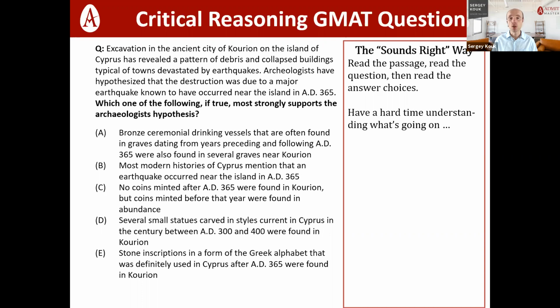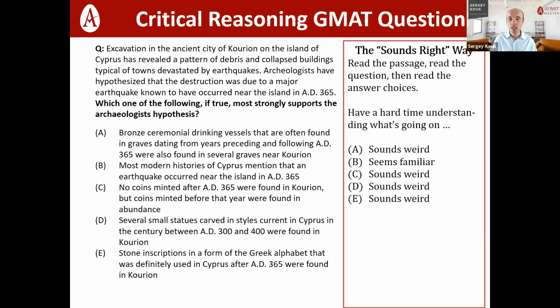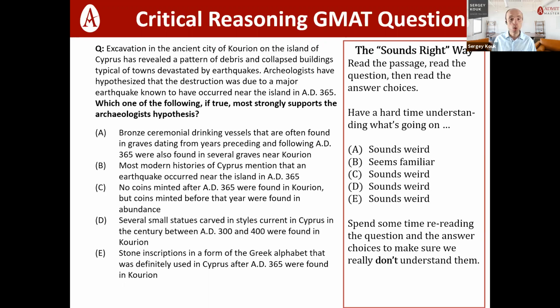So what is kind of within the scope of this question? Well, A honestly sounds weird. What does it have to do with our earthquake? B talks about the earthquake, talks about Cyprus, talks about AD 365. So it checks all the boxes. So far, that's our favorite choice. If we keep going, all right, coins. Yeah, we talk about Kourion, but what do coins have to do with it? What do statues have to do with it? How about stone inscriptions? Again, Cyprus 365. Not quite sure, sounds weird. B looks the best. Sometimes we would go back and reread the passage, reread the answer choices, make sure we really don't have a better way of doing this question, and just pick B.